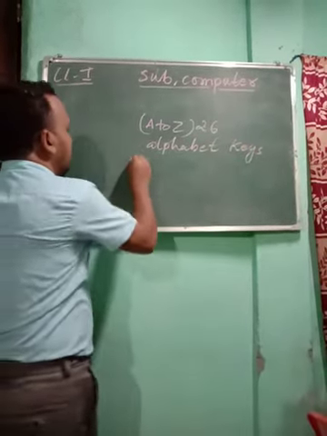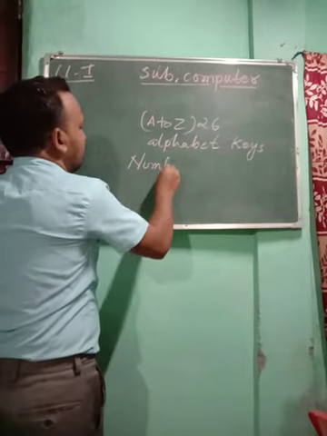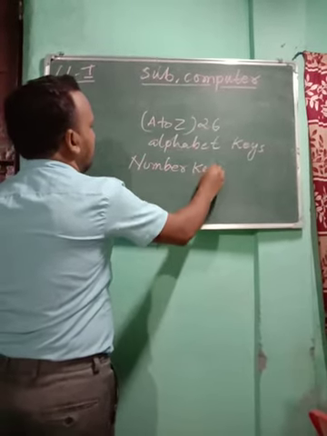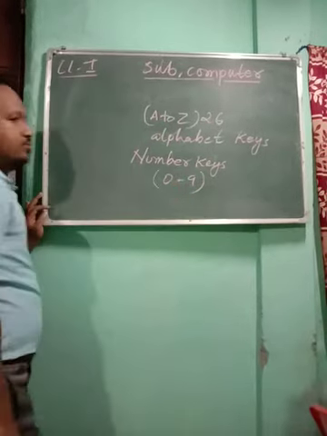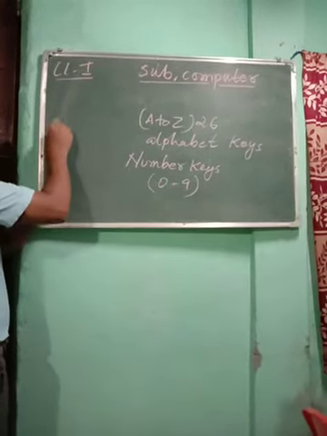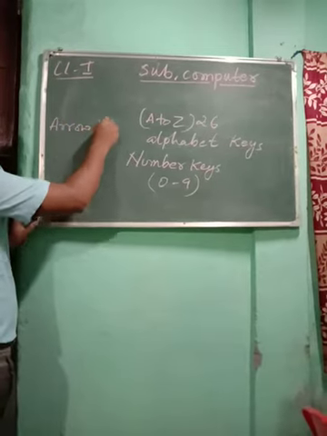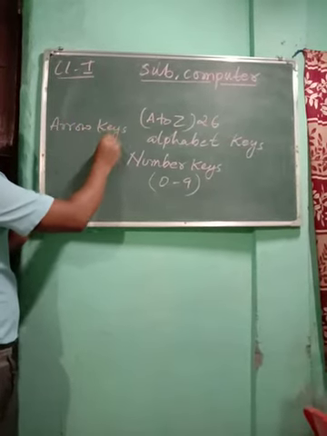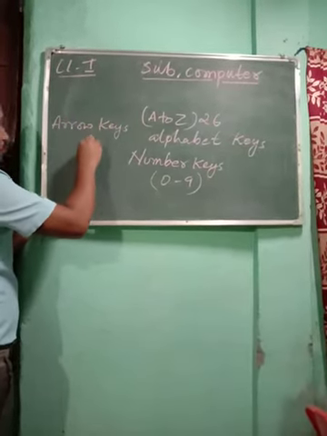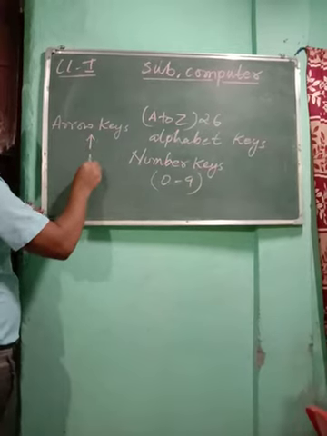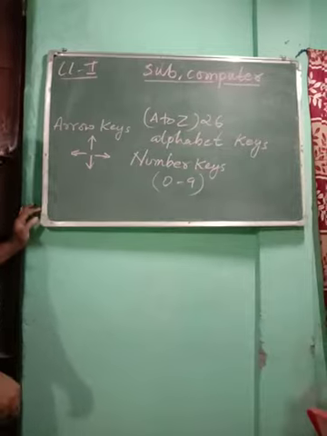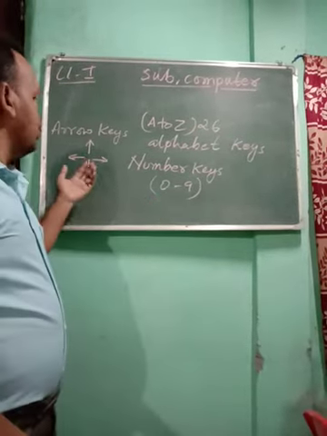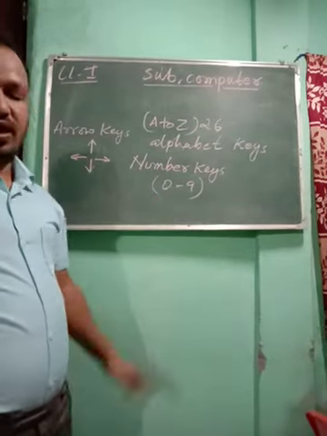Then we learned about number keys, that is 0 to 9. Then we learned about arrow keys. There are 4 arrows: upward, downward, toward the right, and toward your left. So these are the things we have learned about.